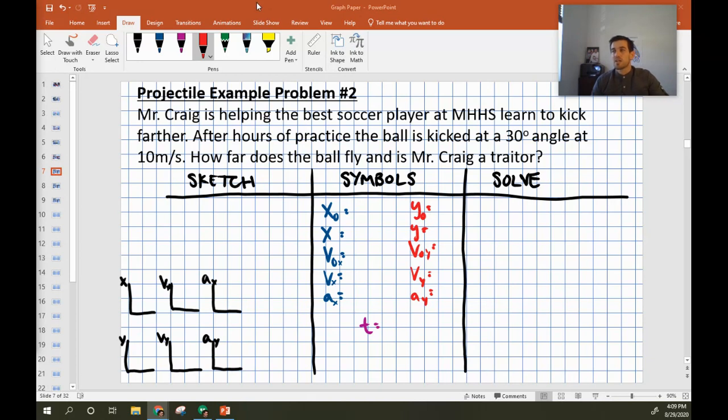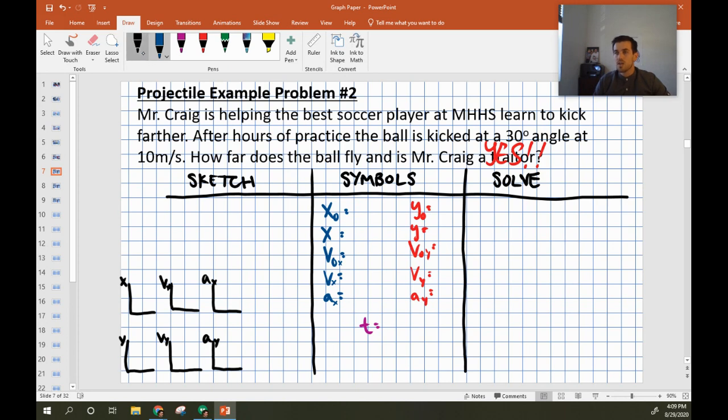And is Mr. Craig a traitor? Let me just answer that second one real fast. This is a big yes. He is a traitor. But let's go through the rest of the physics part of the problem, as opposed to the loyalty problem that Mr. Craig has, and let's start answering it.